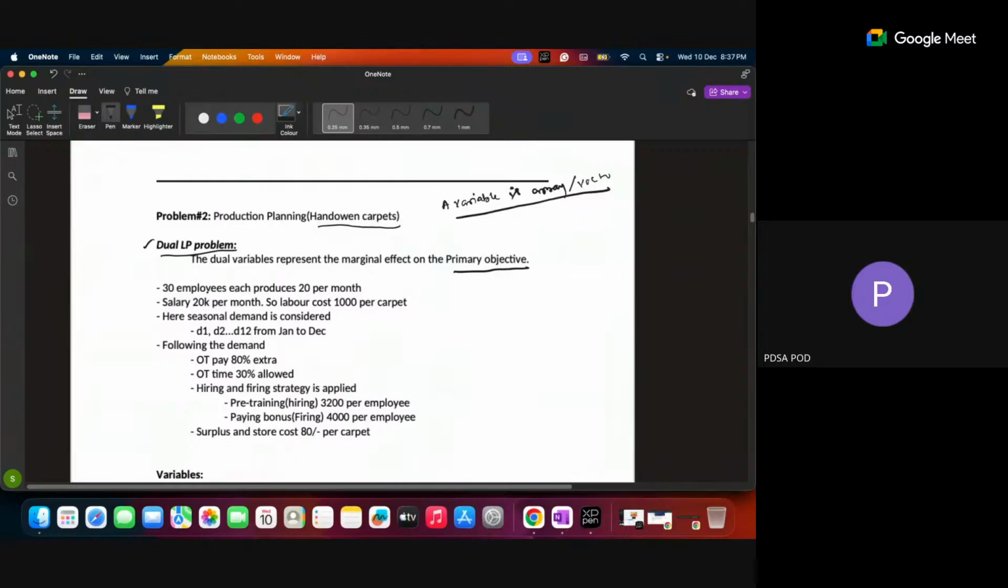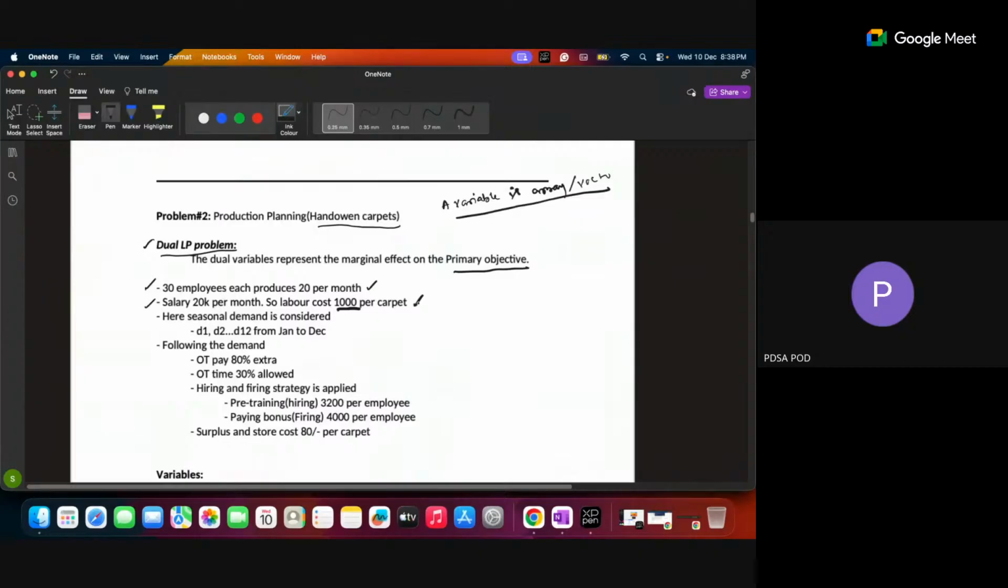Let's see this. There is another interesting problem, which is hand woven carpets. 30 employees are producing 20 carpets per month. That is the capacity of the entire set of employees working in the manufacturing. And the salary per month is 20,000. So the labor cost for a carpet is going to be 1,000, because you are making 20 carpets in a month. So one carpet's cost is going to be 1,000 rupees.